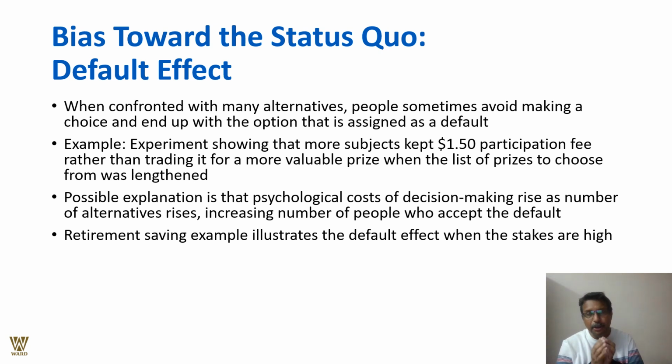So you have something in your possession, and then you are being asked to trade it for an alternative. If the list is short, probably you might think once or twice. But if you have innumerable lists, you will say it's better to have one bird in your hand rather than two, three, four in the bushes, per se. And that is what the default status is all about. The retirement saving example illustrates the default effect where the stakes are very high.